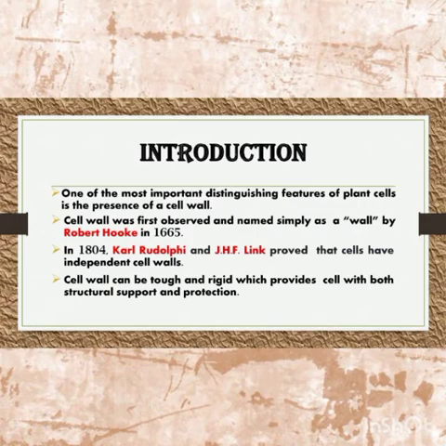One of the most important distinguishing features of plant cells is the presence of a cell wall. The cell wall was first discovered and named simply as a wall by Robert Hooke in the year 1665, and in the year 1804 Carl Rudolphi and J.H.F. Link proved that cells have independent cell walls. The bacterial cell wall is characterized by the presence of peptidoglycan, whereas those of archaea lack this chemical.